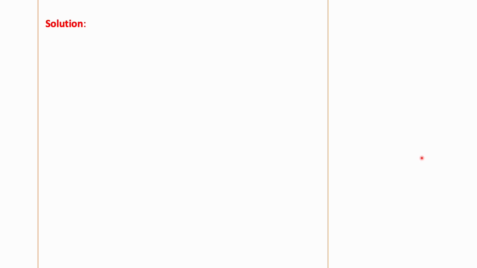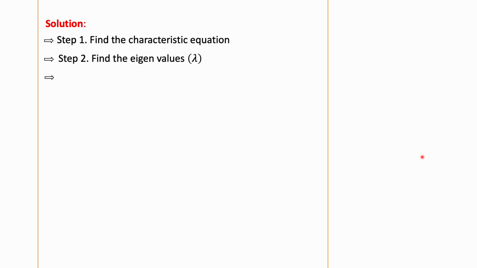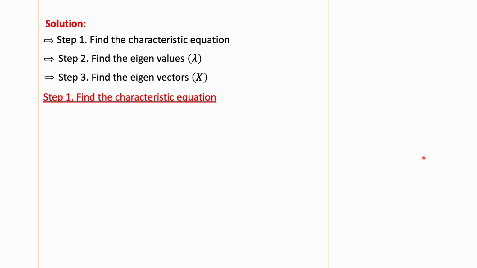So the solution is in 3 steps. Step 1, find the characteristic equation. Step 2, find the eigenvalues lambda. Step 3, find the eigenvectors. Okay. So step 1, find the characteristic equation.